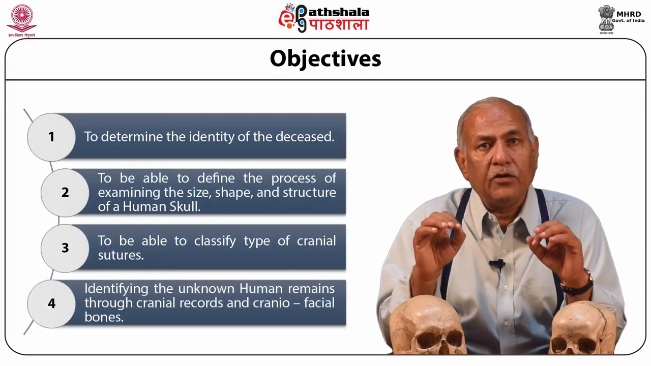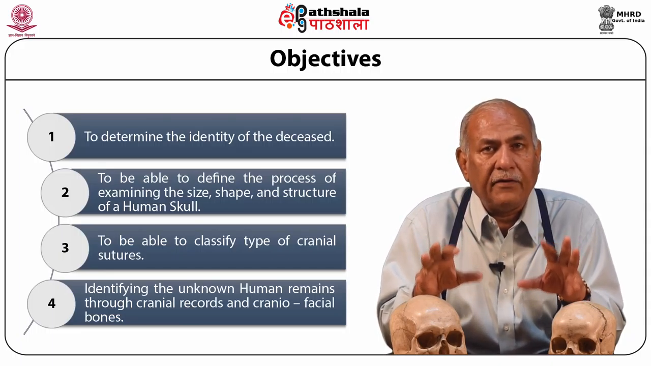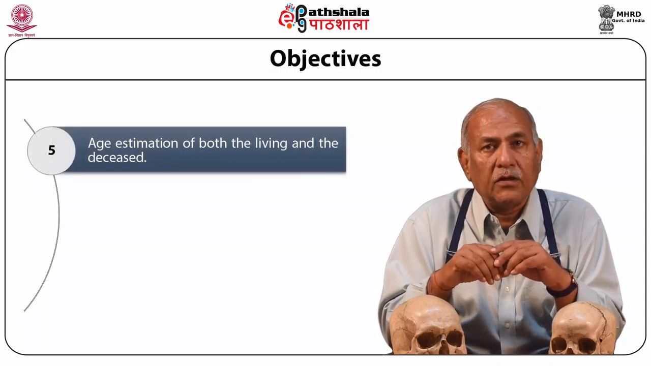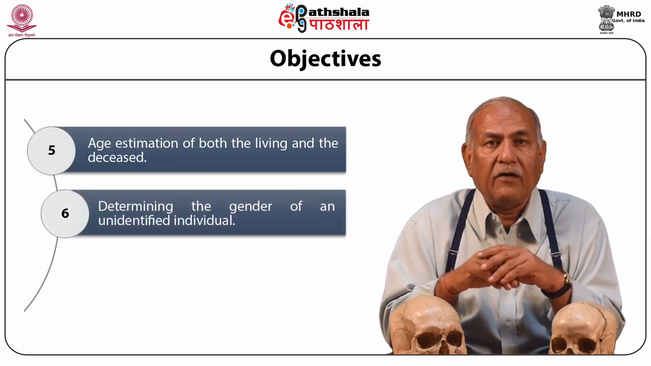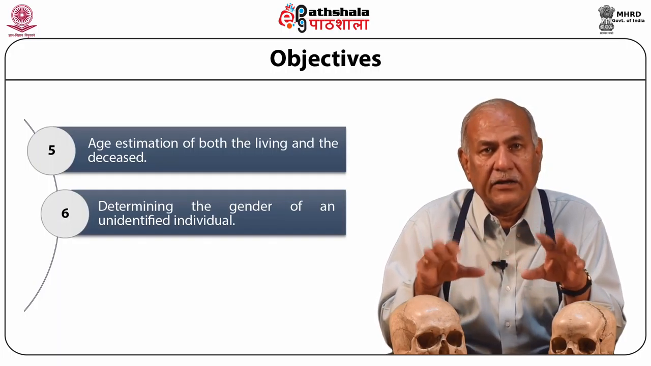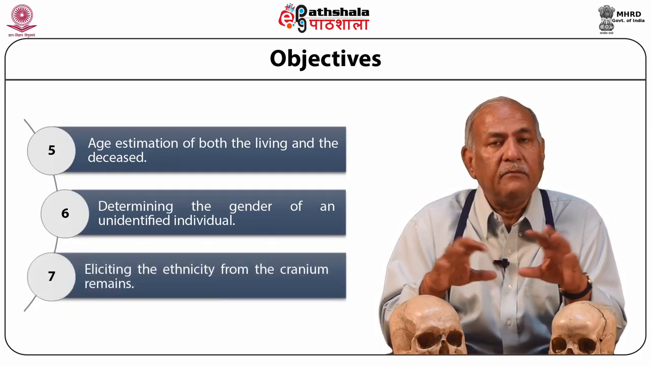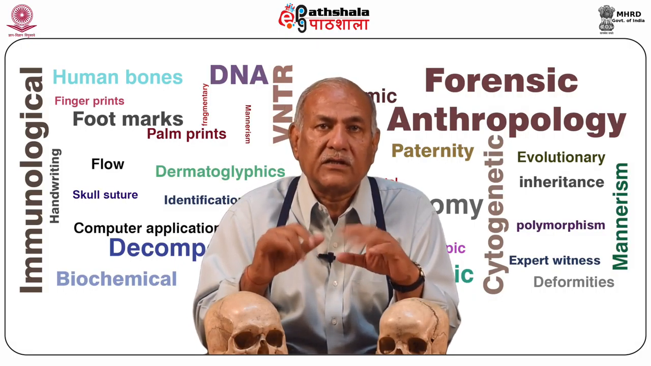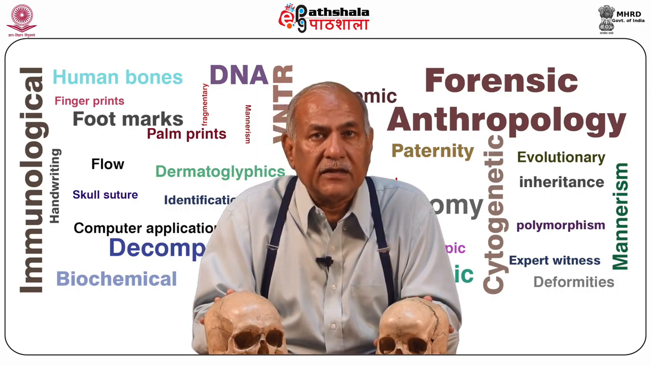identifying the unknown human remains through cranial records and craniofacial bones; age estimation of both the living and the deceased; determining the gender of an unidentified individual; and eliciting the ethnicity from the cranium remains. Forensic anthropologists work with the human skull to determine the identity of the deceased.